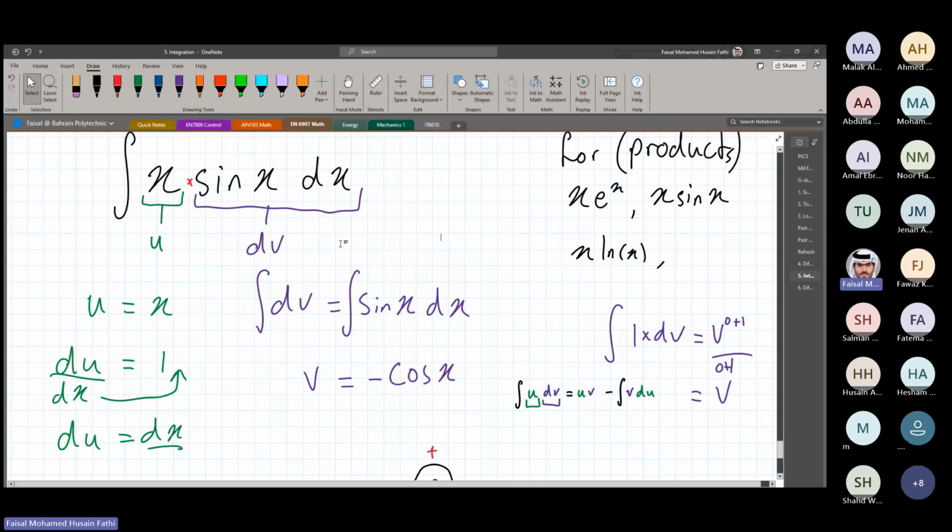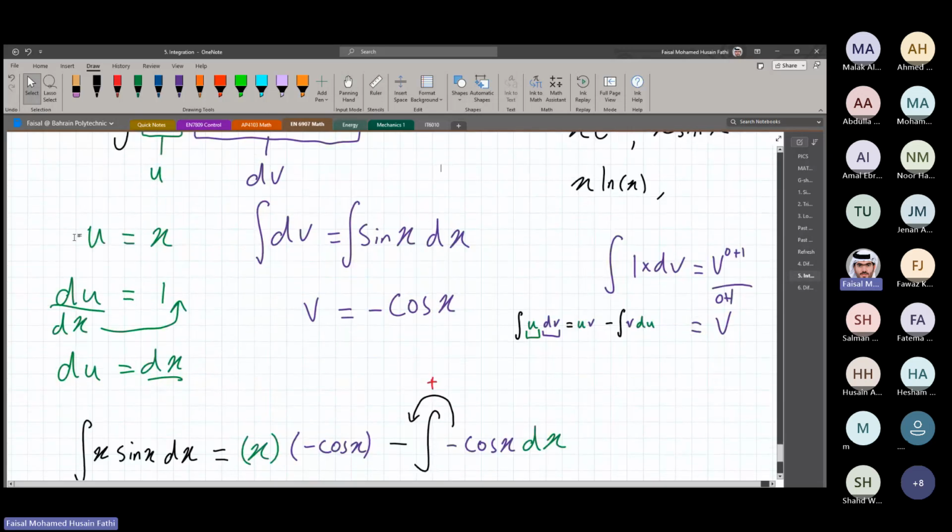But my recommendation, if you have sine, or e to the power of x, always use that as your dv. Select whatever has sine or cosine, or e to the power of something, as your dv, because those are very easy to integrate and very straightforward. Because the integral of sine is minus cosine, and e to the power x stays as e to the power x, so it's easy to use as a dv value. And the other one you can select as u.